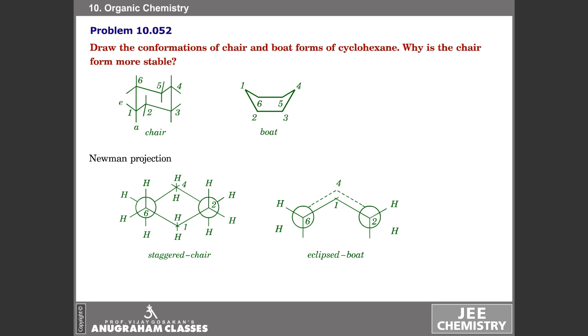Repeating this for the boat form, looking through the face formed by 1, 2, 6, we find the eclipsed form is the boat form. As we know, the staggered form is more stable and therefore the chair form is more stable.